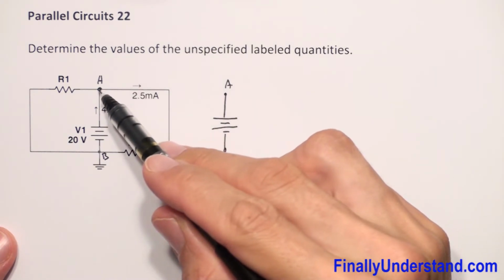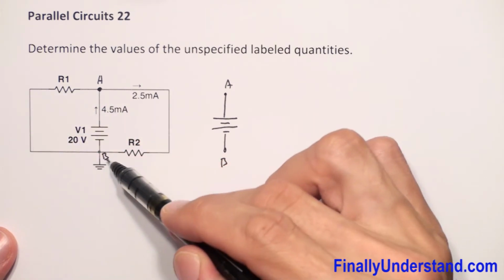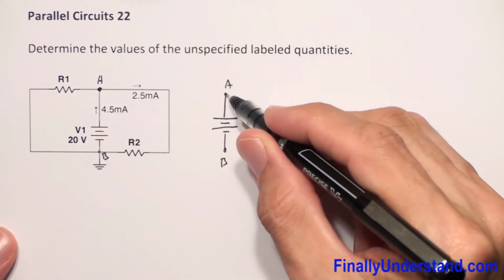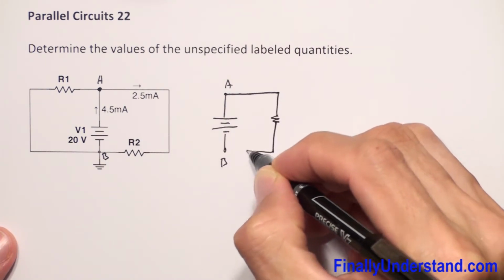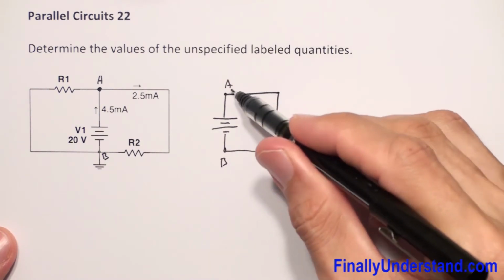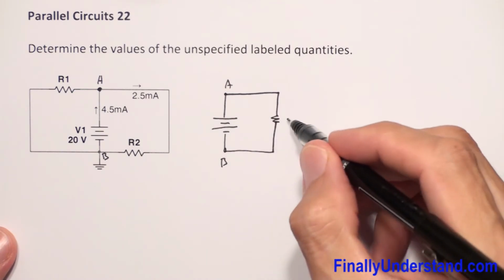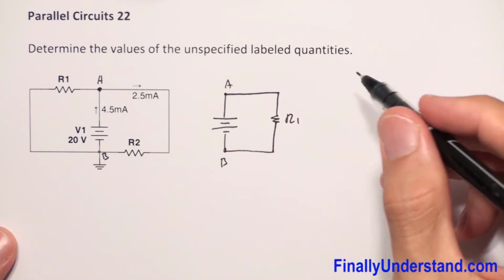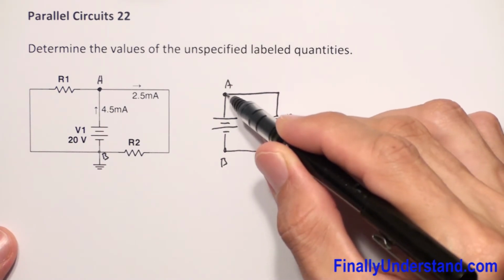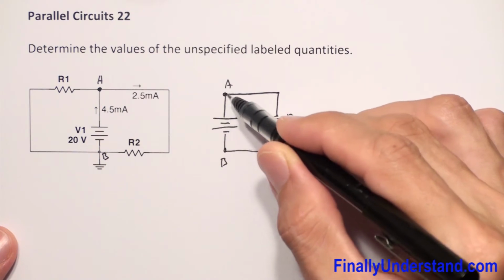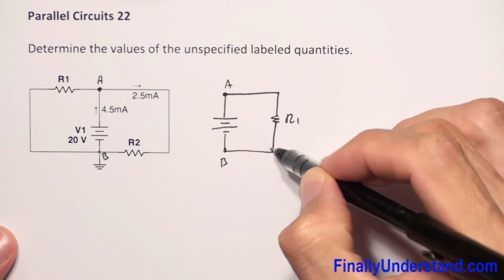Next, please realize that point A is connected to resistor R1, and R1 is also connected to point B. That's why I'm going to draw R1 over here, because R1 is connected to point A and R1 is also connected to point B. So this is my R1. Please keep in mind that point A is not only this point. Point A is this entire line over here, and point B is the entire line over here.